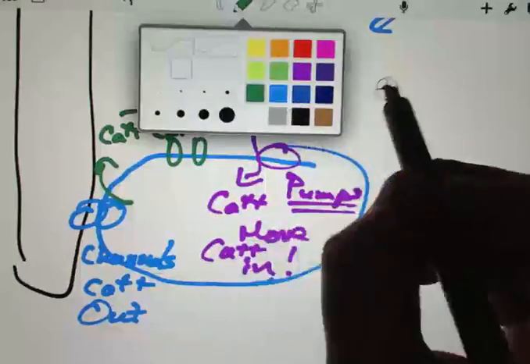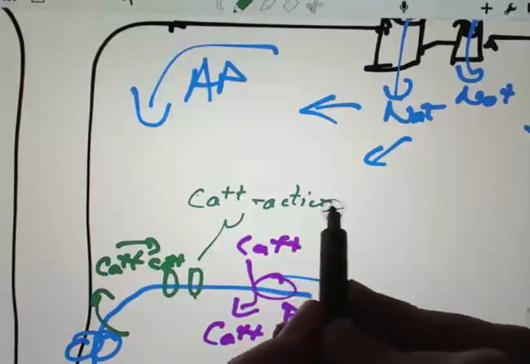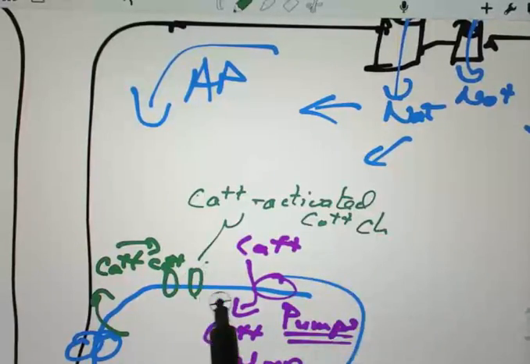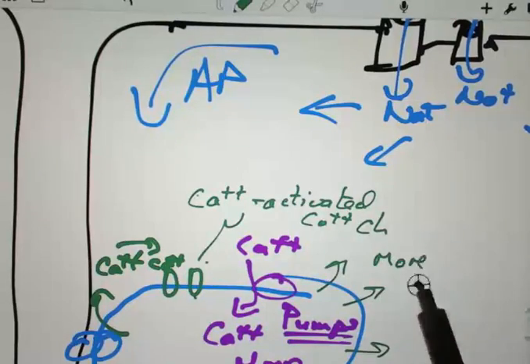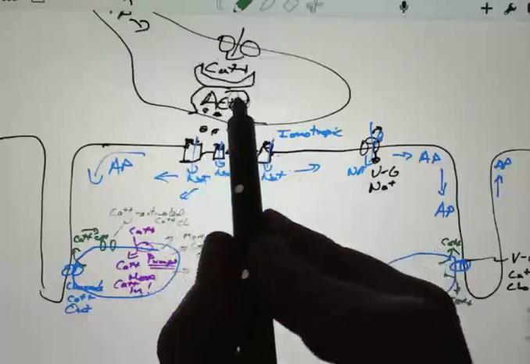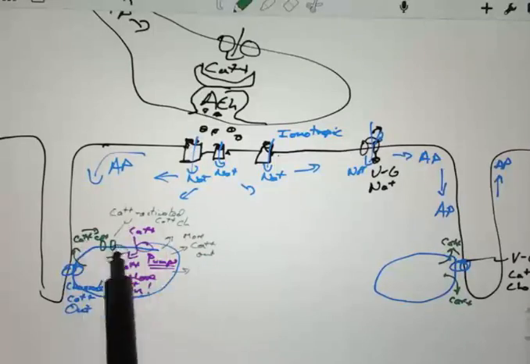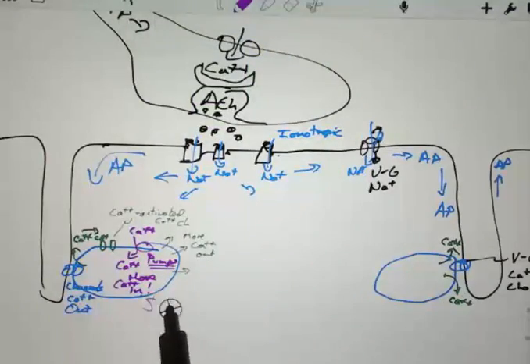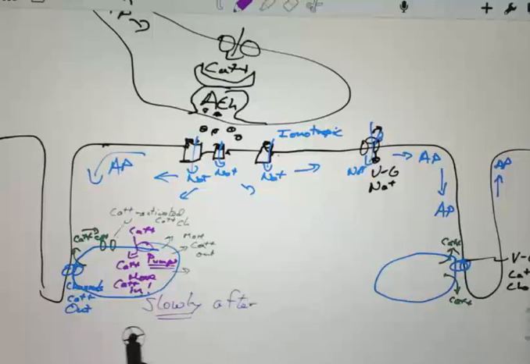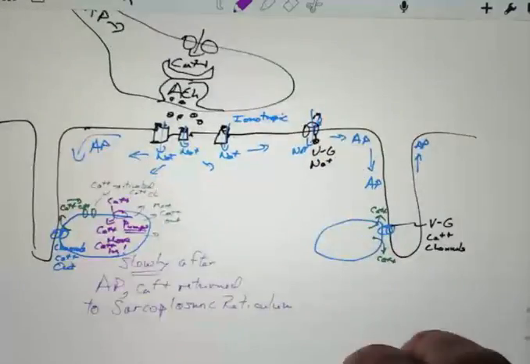And then there are also calcium-activated calcium channels, so calcium-regulated calcium channels. So a little bit of calcium coming in from these voltage-gated channels allows much more calcium out. Okay, so that brings calcium out. The action potential spreads, we get these voltage-gated channels open and calcium being released, and slowly after the AP, calcium is returned to the sarcoplasmic reticulum. The calcium-activated calcium channels are inactivated after being open for a while.